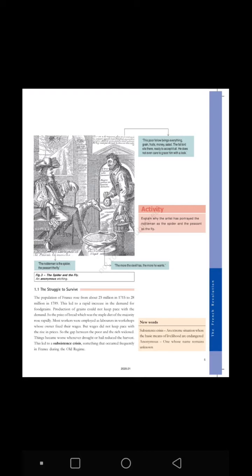Most workers were employed as laborers in workshops, though whose owner fixed their wages. But wages did not keep pace with the rise in prices, so the gap between the poor and the rich widened. Things became worse whenever drought or hail reduced the harvest. This led to a subsistence crisis, something that occurred frequently in France during the old regime.